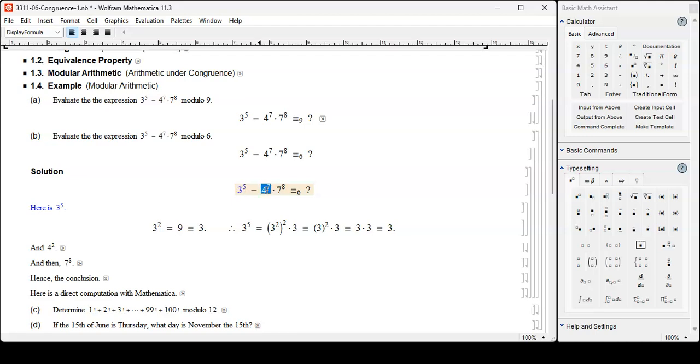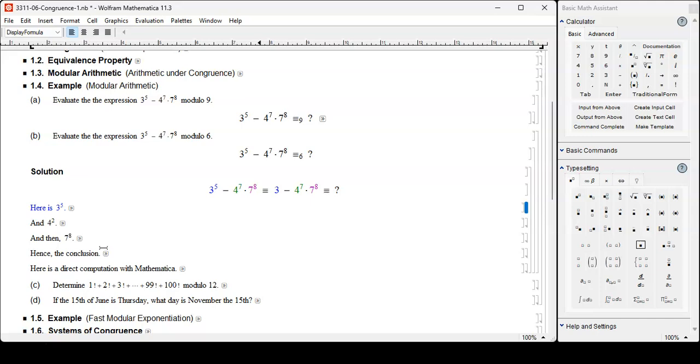So this thing here, blue, green, and then purple. This can be rewritten as, okay, this is 3.